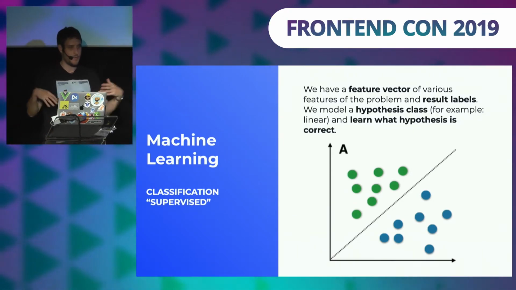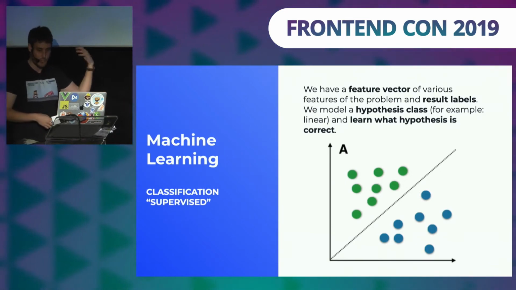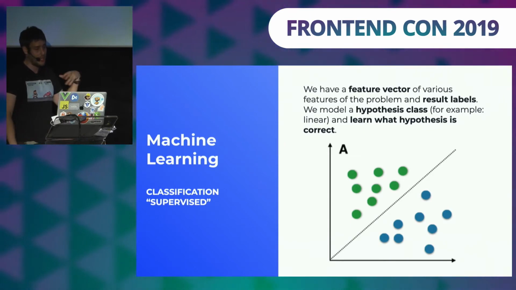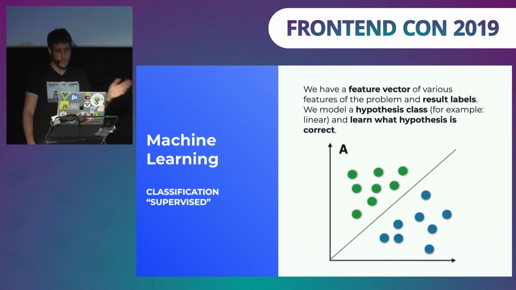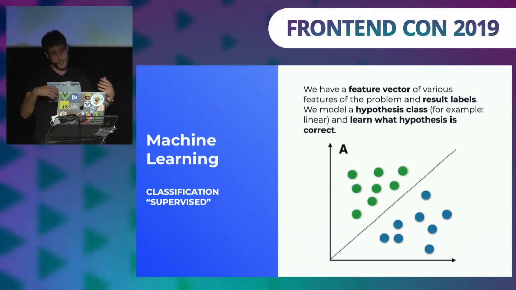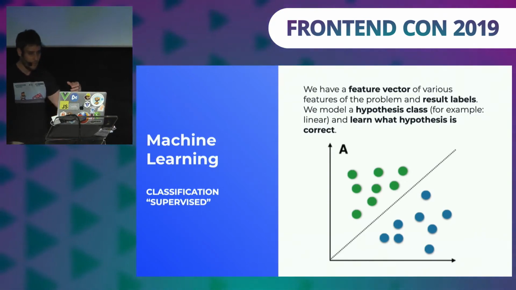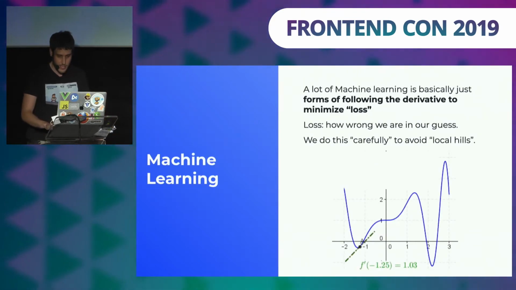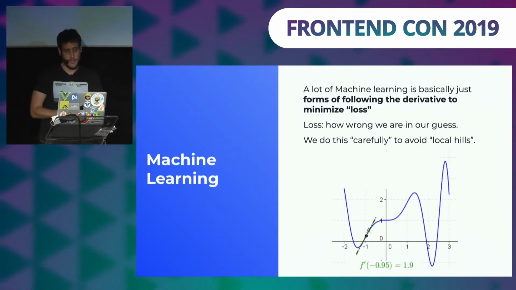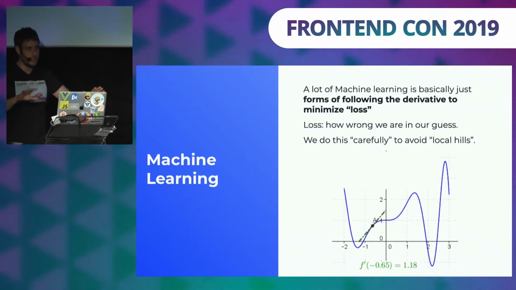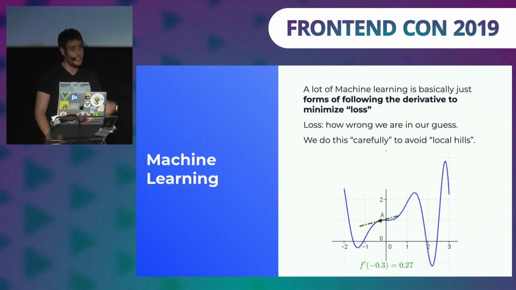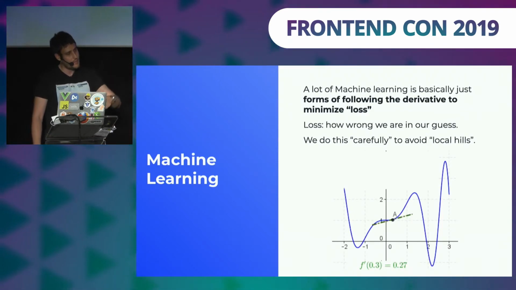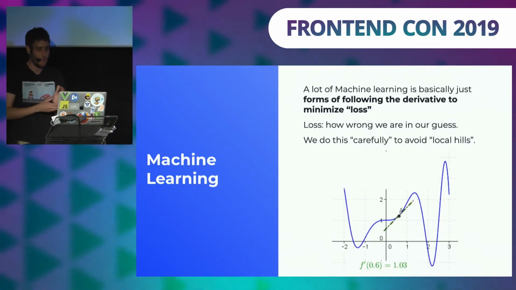So we have a feature vector that's like the size, shape, whatever we are looking at from the data. And we have the result labels. That's whether or not the watermelon is tasty or not. And we model a hypothesis class. That's, for example, we want to split them with a line, and we learn what the hypothesis is. Now, this might sound complicated, but all machine learning does is it defines a function called the loss function, and then it writes the derivative to find the lowest point, and that's the way it does optimization.